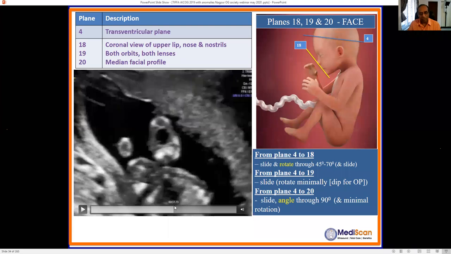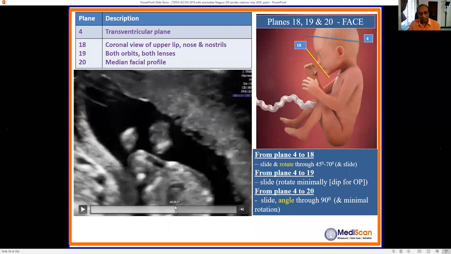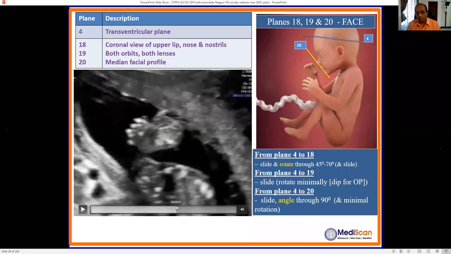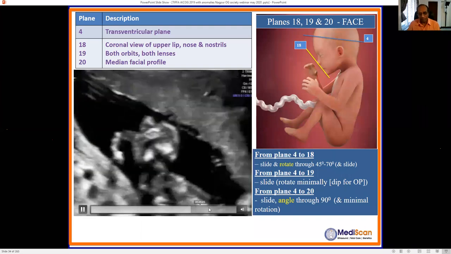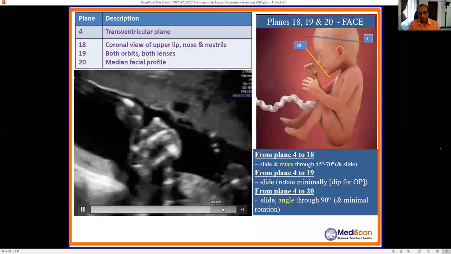Now, this mouth opening and closing is the only way you will be able to identify if it is an isolated cleft lip. If there's a cleft palate, then you already see a gap. But if it is just a plain cleft lip, only when the mouth opens will the lips part. Isolated cleft lips get missed on the ultrasound because you don't look for opening and closing.